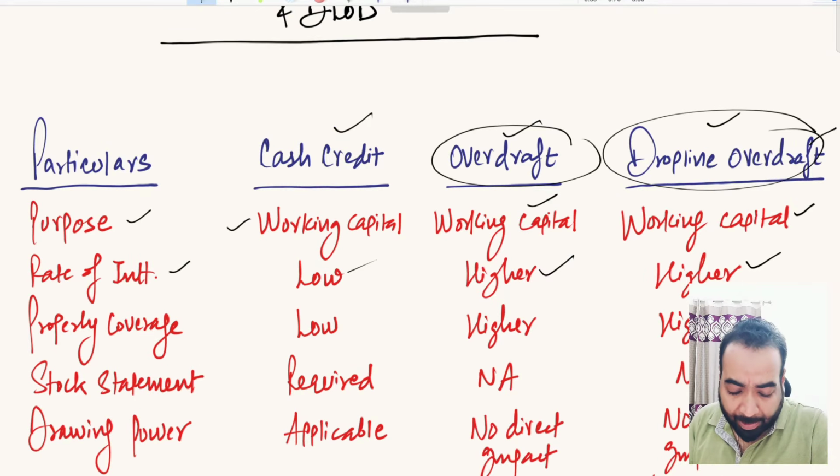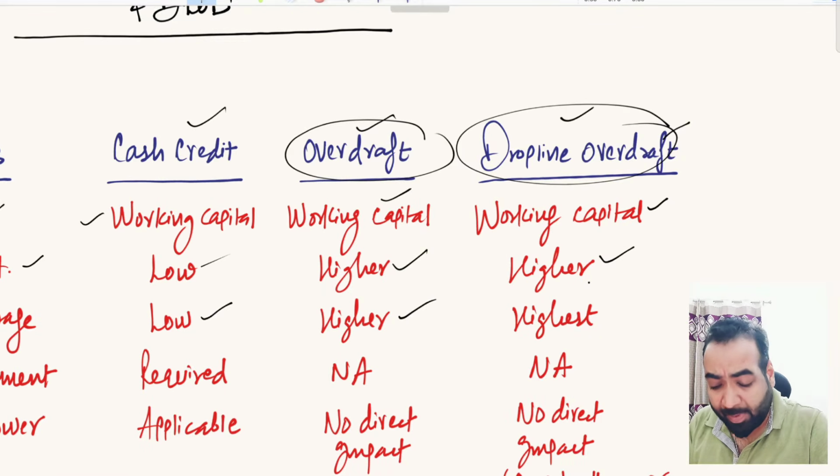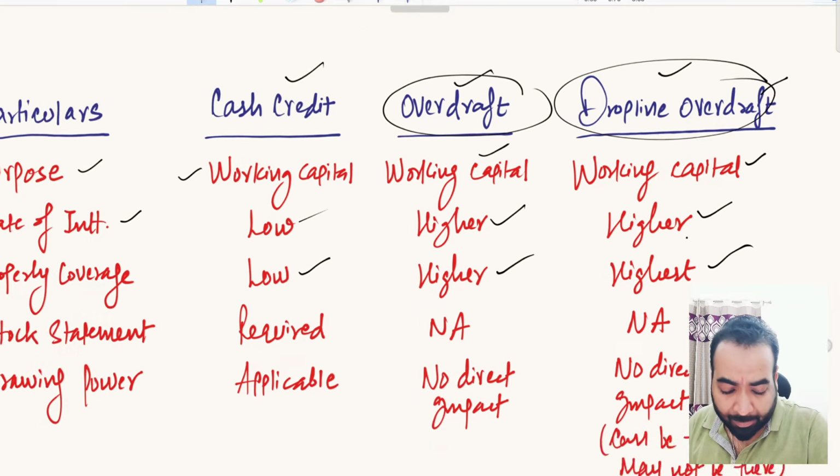Property coverage. In the cash credit limit, you will enjoy a lower property requirement because you have charge over the current assets as well. Your facility has multiple levels of monitoring involved, so the collateral requirements will be lower. But in the overdraft facility, the collateral requirements will be higher, and the collateral requirement will be highest in drop line overdraft facility because of the higher tenure offered in drop line overdraft.